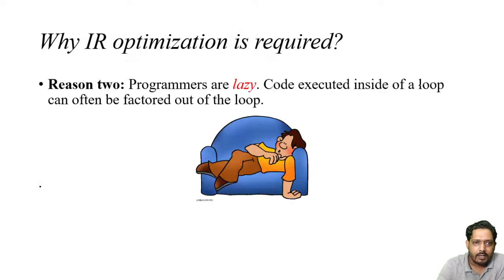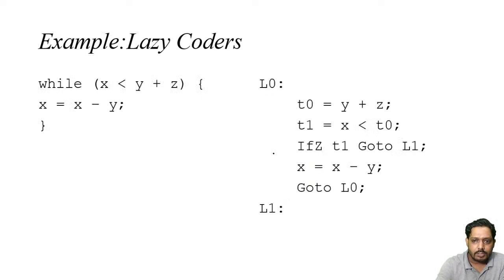Another reason, reason 2, is programmers are lazy. So lazy programmers are there. Code executed inside the loop can often be factored out of the loop. So often, from the programmer's point of view, we can take the code outside of this loop. The meaning of this is this one.